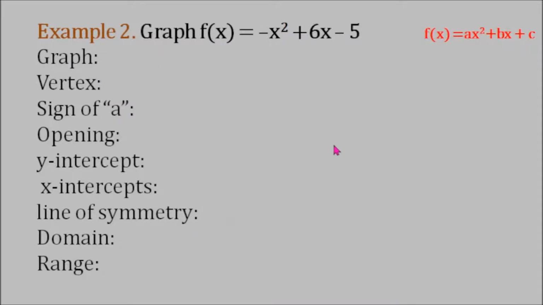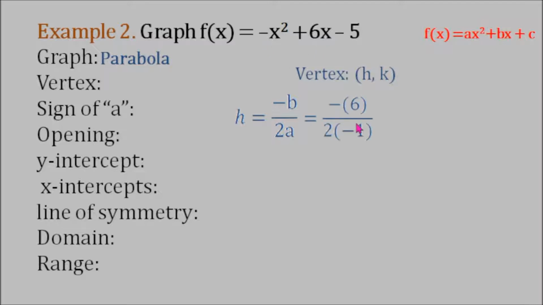Example number 2. Graph f of x equals negative x squared plus 6x minus 5. The graph of this function is a U-shaped graph called a parabola. The vertex has coordinates (h, k). h has the formula negative b over 2a. Our b here is 6 and our a is negative 1. So we have negative 6 over 2 times negative 1, and that gives us 3.